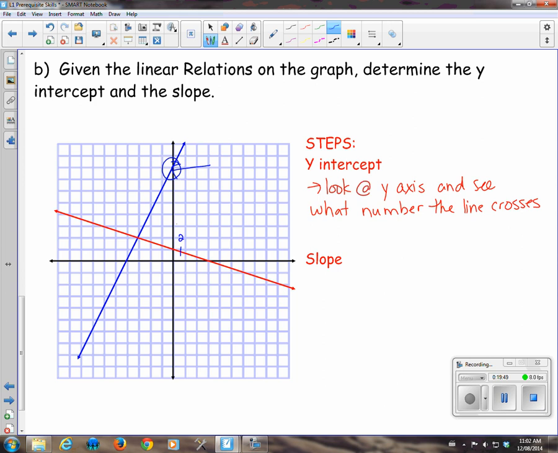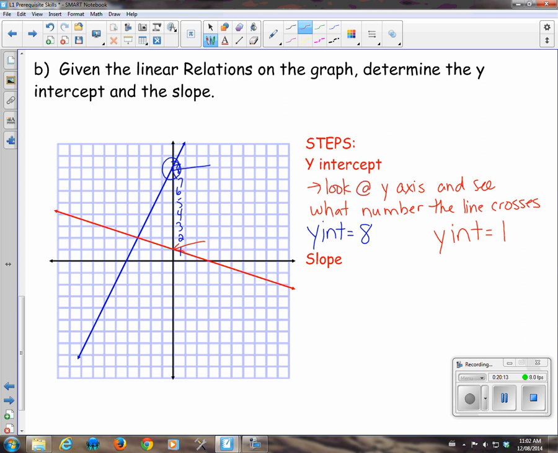1, 2, 3, 4, 5, 6, 7, 8. So the y-intercept for the blue line is 8. For the red line, there's the y-intercept right there. The y-intercept for the red line is 1. Crosses the y-axis at 1. The slope is a little more difficult.